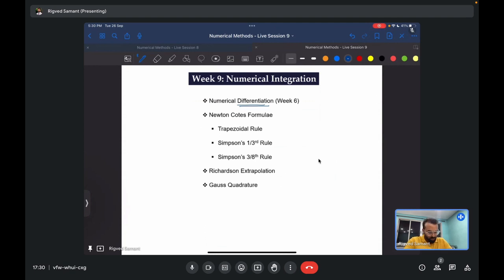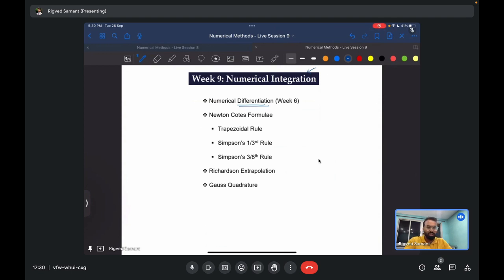For today's session, we are studying numerical integration. In the previous week we studied numerical differentiation. Differentiation is the slope of the curve, and from there we studied how to get Newton's forward difference and central difference formulas, and we studied the error analysis last week. Today we are dealing with numerical integration.